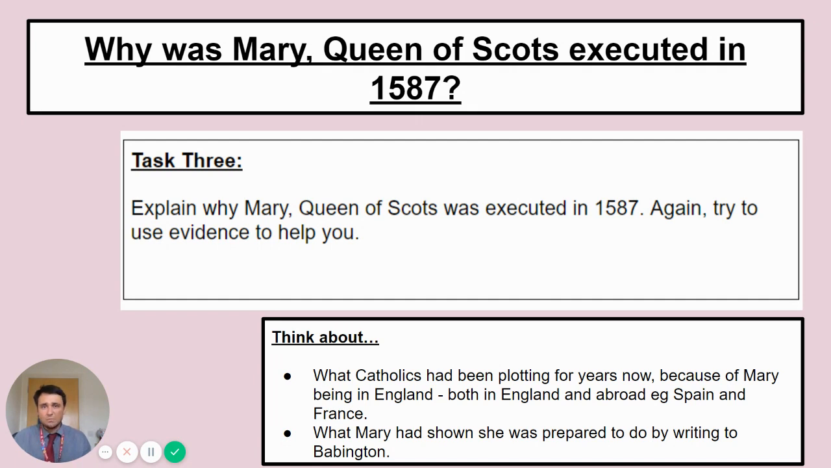What had Mary shown she was prepared to do by writing to Babington, encouraging him with this plot? Could she be kept alive in England any longer? Have a think about this one, quite tricky. Why was Mary, Queen of Scots executed in 1587? Pink slides might help you here, and you might want some previous knowledge as well that you know from the other plots. Pause the video here and then press play to continue.